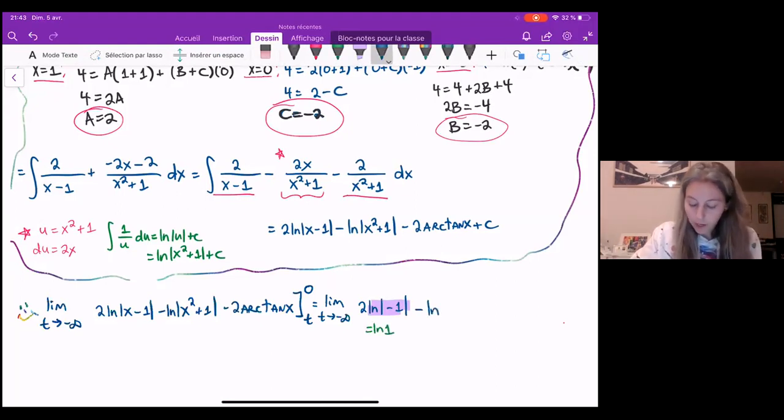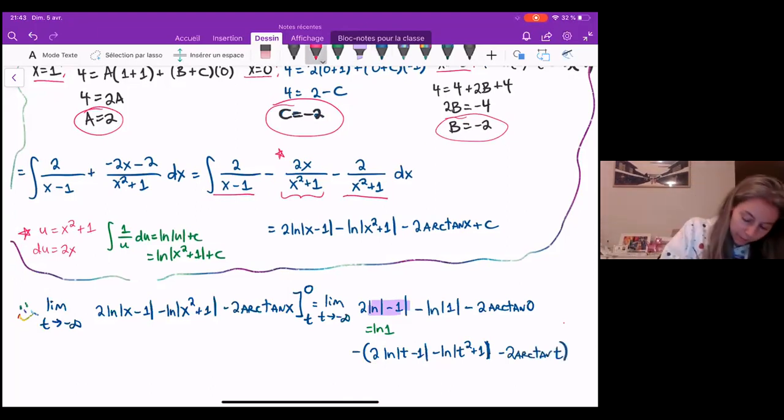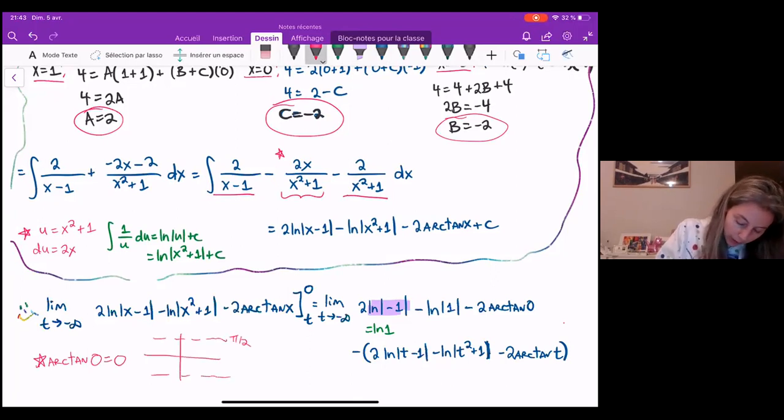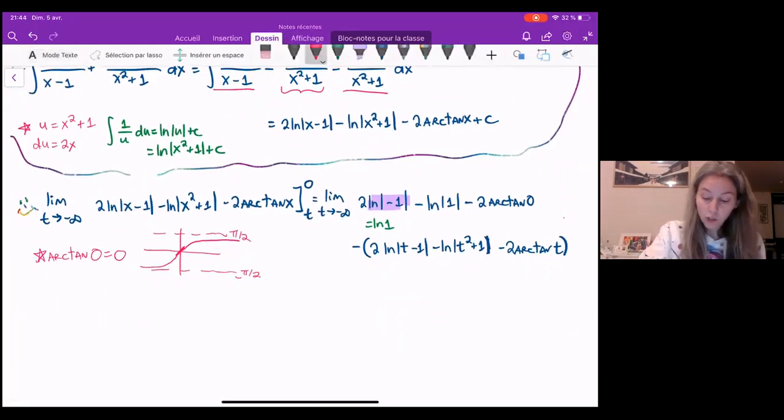Then we have minus ln of 1 again. Then minus 2 arctan 0 minus 2 ln of |t minus 1| minus ln of t squared plus 1 minus 2 arctan t. Now let's just remember here, arctan of 0 is equal to 0. If we need to look at a graph, we can. Pi over 2, negative pi over 2, those horizontal asymptotes. This is what our arctan looks like. It passes right through 0. Okay, so what that means is when we plugged in 0, we actually just got 0.